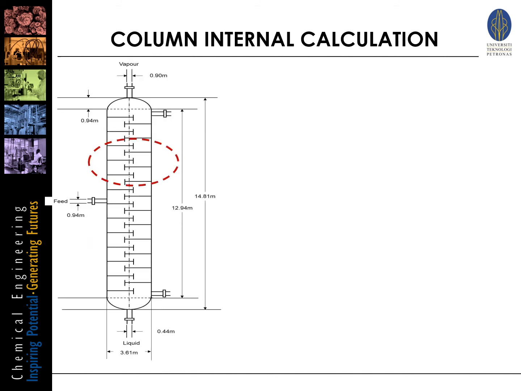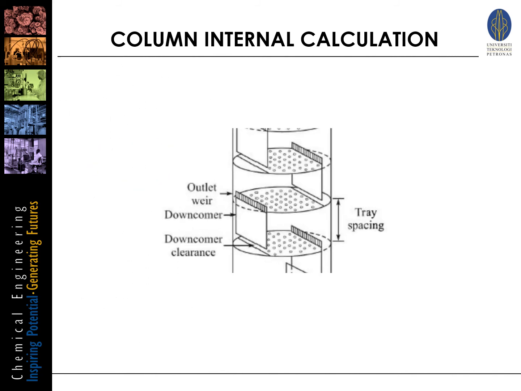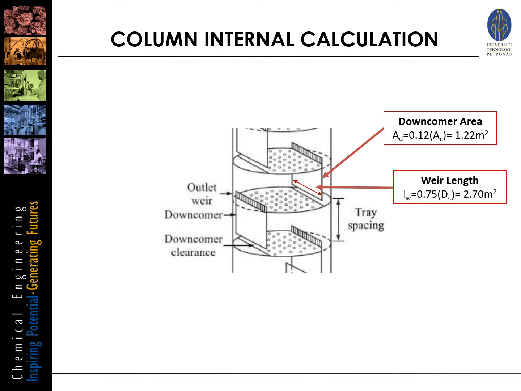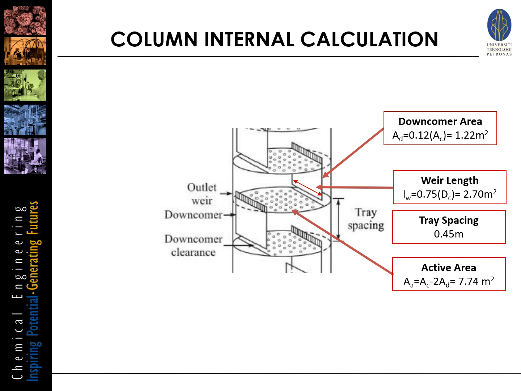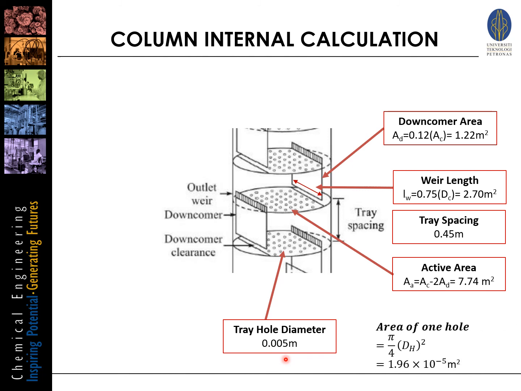So moving on next, let us zoom into what's happening inside the column. So let us see the column internal. So basically this is how the column internal looks like, where I have the downcomer area with the area of 1.22 meters square, and then the weir length of 2.7 meters, the tray spacing like I've just mentioned according to PS 0.45 meter, active area 7.74 meters square, tray hole diameter around 0.005 meter, and then I determine that my area of one hole will be 1.96 times 10 to the power of -5, and then the number of holes will be approximately 86.7 thousand.